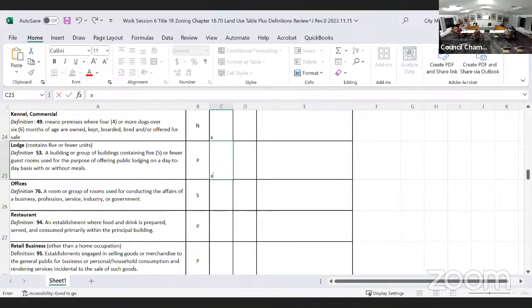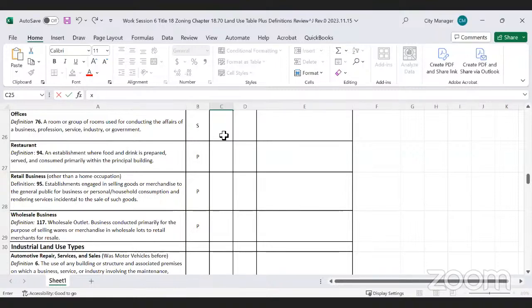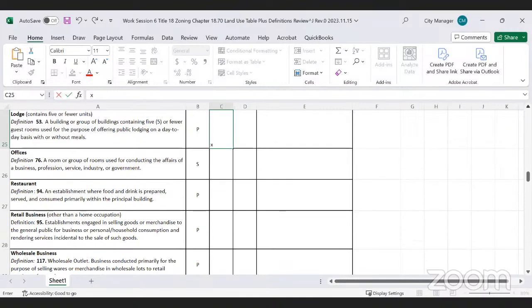Anything else for lodge? Yes, Allison? Yeah, was this where it came up where if you had a kitchen in your guest room that it changed the definition of being a lodge or something? Like, I think we gotta make sure that kitchens are okay, I guess, and not get so particular on what different services are provided in these guest rooms.